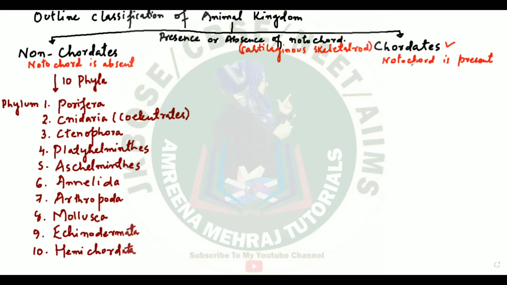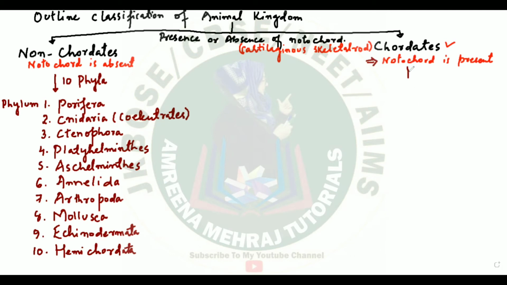Okay, coming to the chordates now. You remember that in them notochord is present. In some you'll see notochord throughout the life, in some only at the embryonic stages, in some at some later stages of life. Now, on the basis of where this notochord is present, these chordates have been divided into 3 subphyla.